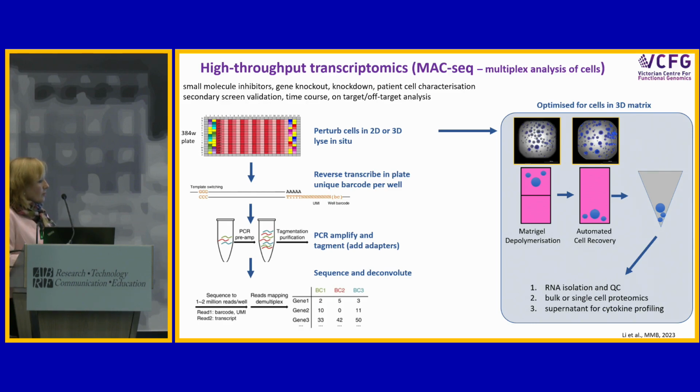And so from there, we actually have quite a few cells usually, so we can do this RNA isolation for the Mass-Spec, but we can also do bulk or single-cell proteomics, and we're even getting greedy enough to take the supernatant and try some cytokine profiling or some metabolomic profiling.